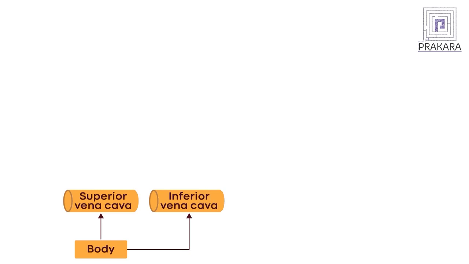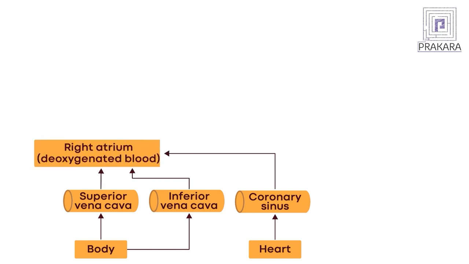But what about the blood from the heart itself? They are not draining into the SVC or the IVC. These veins from the heart itself, if you remember your anatomy, all the veins of the heart drain into one large vein known as the coronary sinus. So, all the veins of the body, they drain into the SVC and the IVC. The veins of the heart, they drain into the coronary sinus. All of these empty into the right atrium.